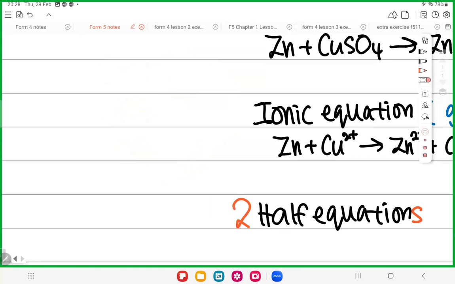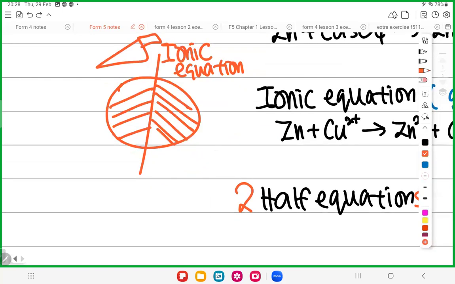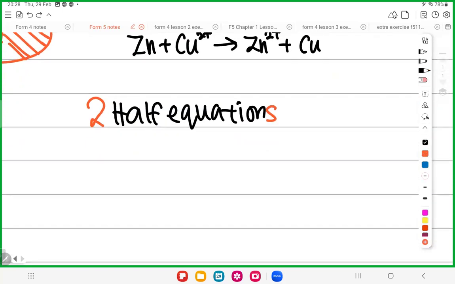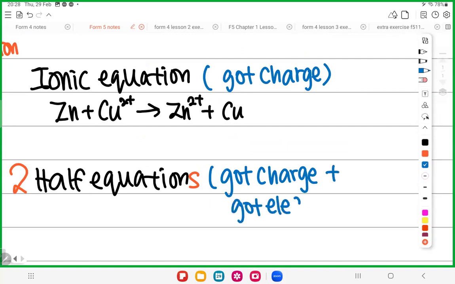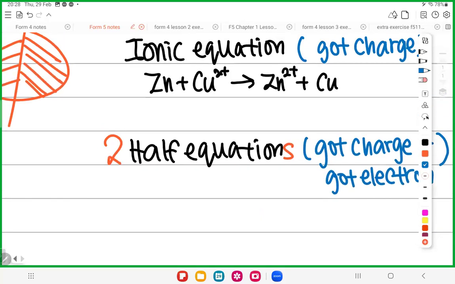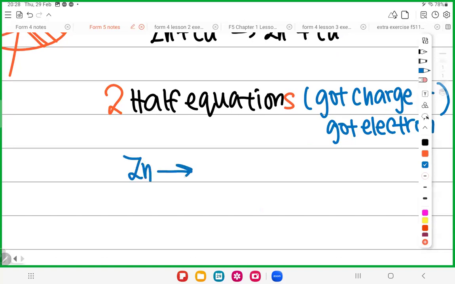So what is a half equation? Listen. A half equation is an equation that has a charge and also has electrons. The equation has a charge and also has electrons. Then it is a half equation. Example: Zn becomes Zn2+ plus 2 electrons.